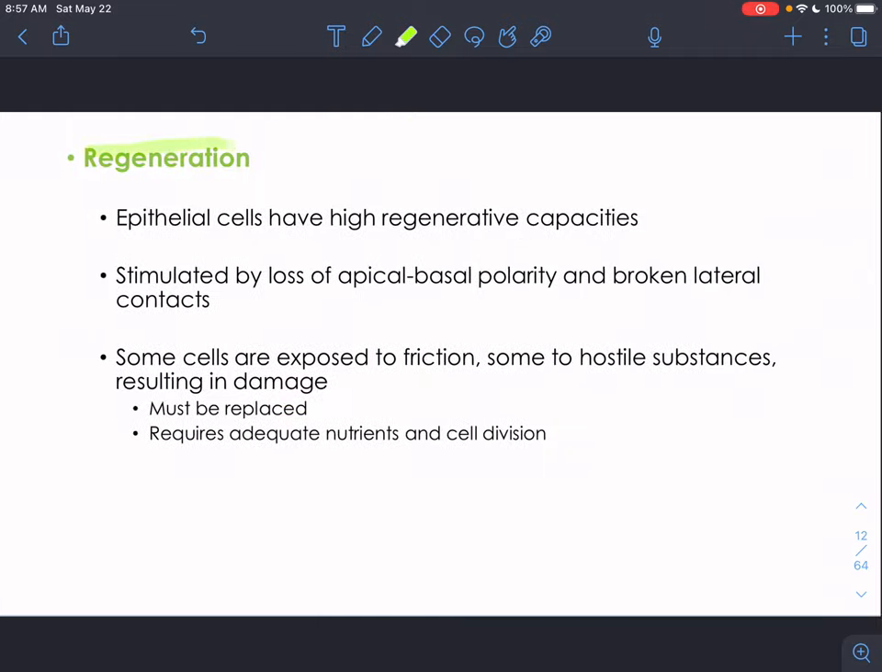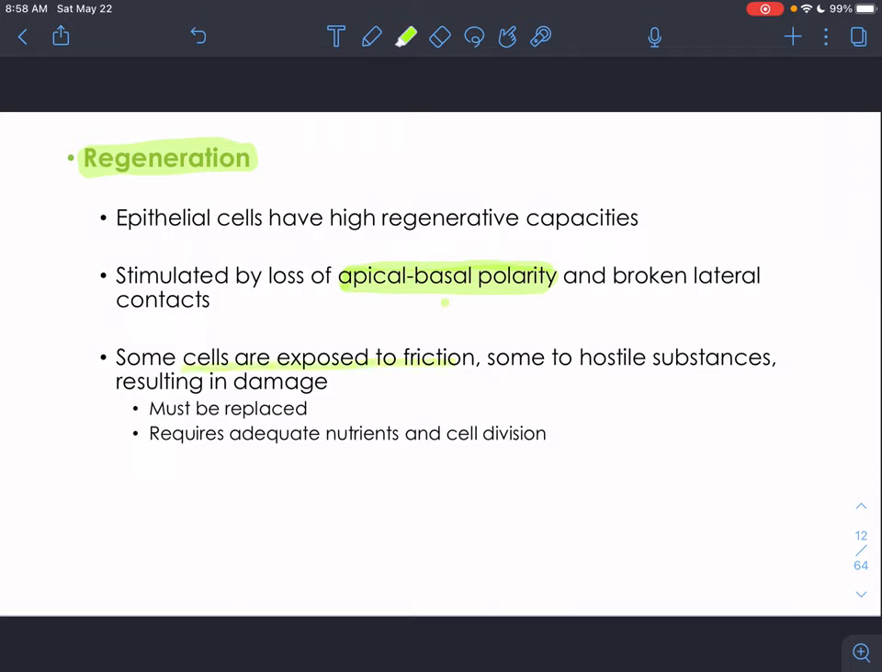And then the last one here is that epithelial tissue has really good regeneration properties. Okay, which is important because if it's covering the surface of our skin, it's going to be subject to a lot of abrasion, or the tissues lining our esophagus are subject to a lot of abrasion as we're eating food, right? So it's really important that these cells can regenerate and replace the cells that get damaged or lost, okay? Stimulated by the loss of apical basal polarity, right? Which just means that it doesn't have the separation of the two surfaces. So as the cells on the apical surface die, the basal surface starts to produce more tissues, okay?